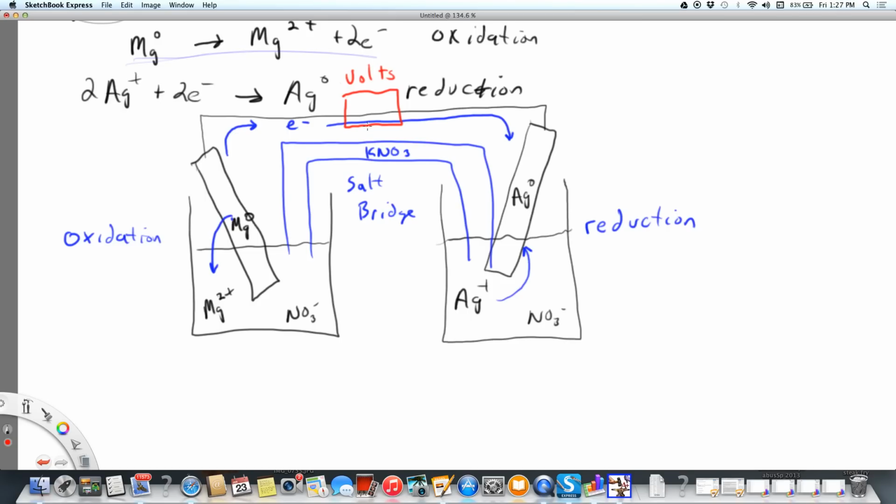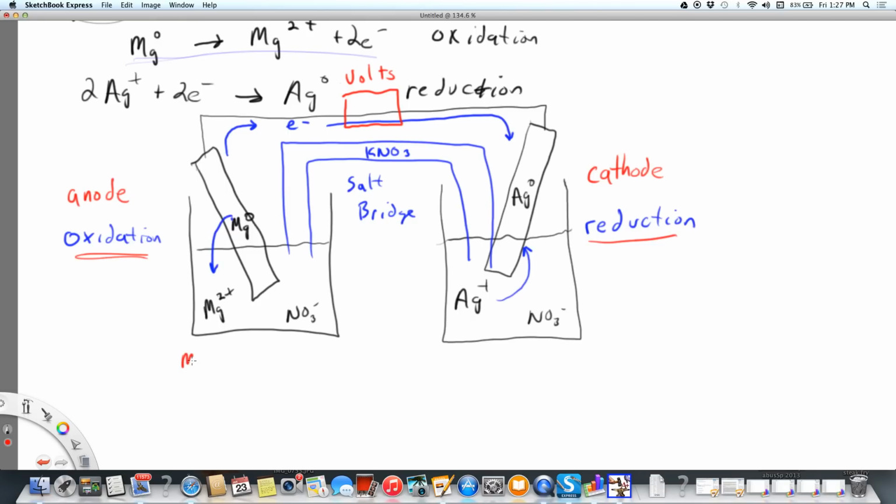Okay, so some very important terms that are new. This electrode over here is called the anode. It's always on the left, and that's where oxidation occurs. On the right, we have the cathode, and that's where reduction occurs. So we want to be able to label the cell as we have it over here. Then we're going to write our half reactions.